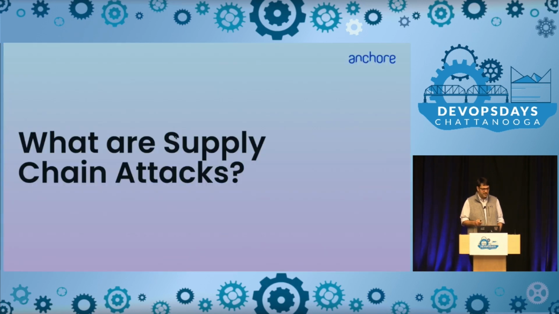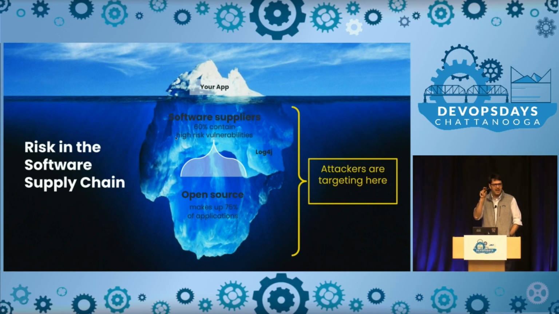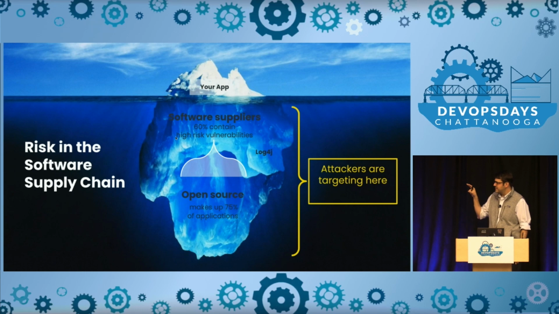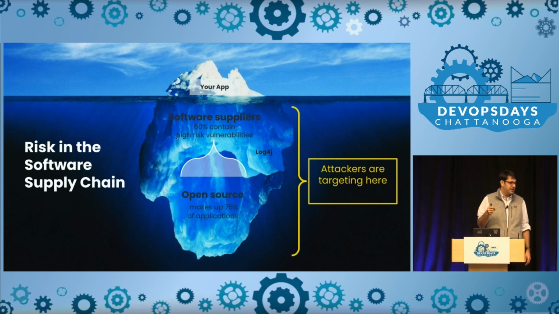So what are supply chain attacks? I think most people are kind of familiar with this metaphor of the iceberg where your code is at the top, right? And then you've got all of your dependencies and other people's code on the bottom underneath the waves. When you start talking about supply chain attacks, we're talking specifically about attacks where the adversary is attacking all of that stuff under the surface, right?